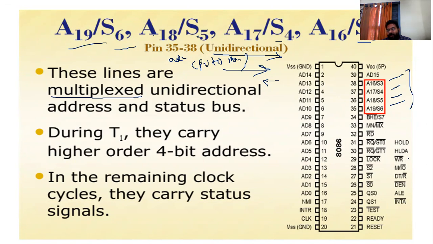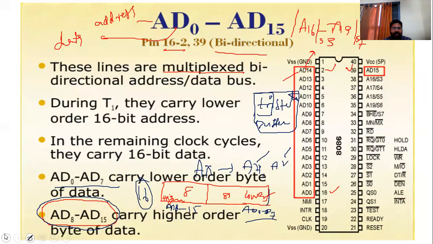In minimum mode, it is ALE, address latch enable. In maximum mode, it is QS0. If these pins are enabled, the address lines can be converted into status or data lines. Remember, these lines are always behind the tri-state buffer. If it is available in one state, only then can it convert into another state.